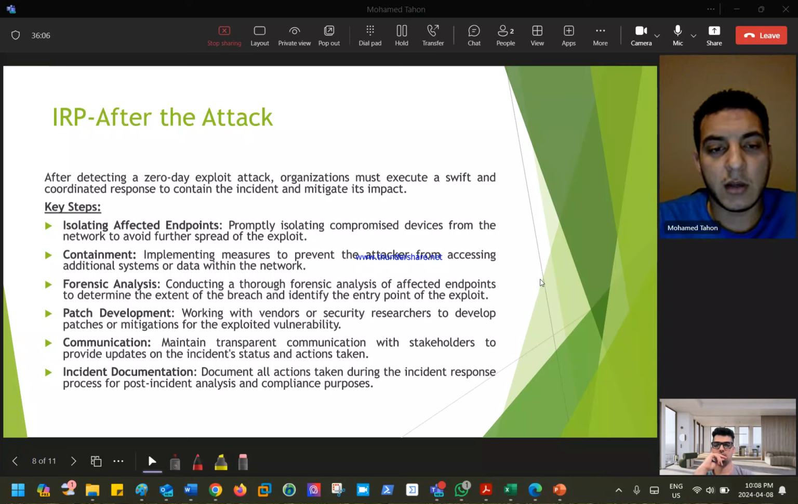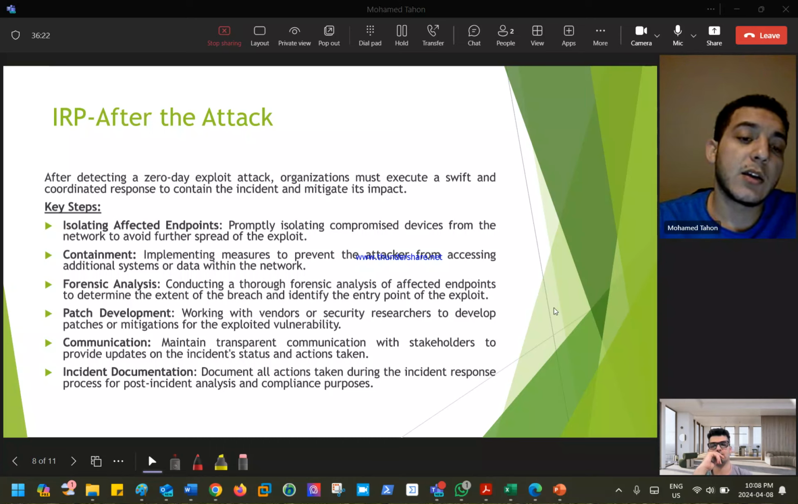Patch development, working with vendors or security researchers to develop patches or mitigations for the exploited vulnerability. This closes the security gap and reduces the risk of future exploitation. And communication, maintaining transparency and communication with the stakeholders to provide updates on incident status and actions taken. Clear communication helps manage the fallout from the attack and maintain trust.